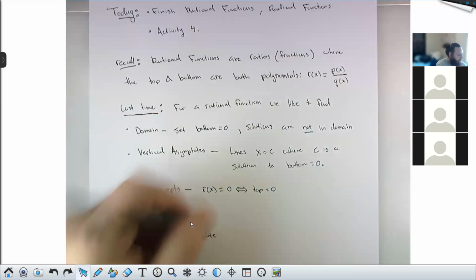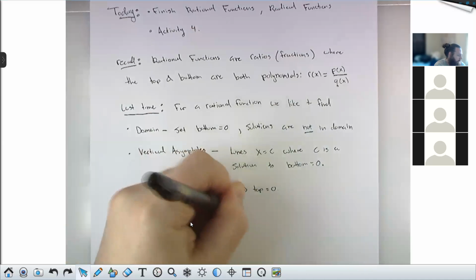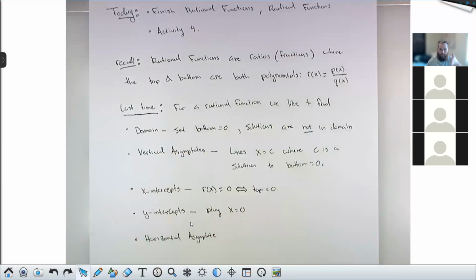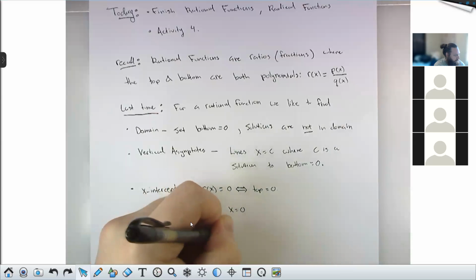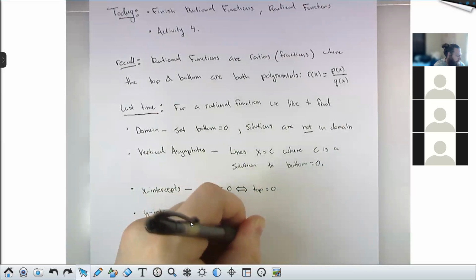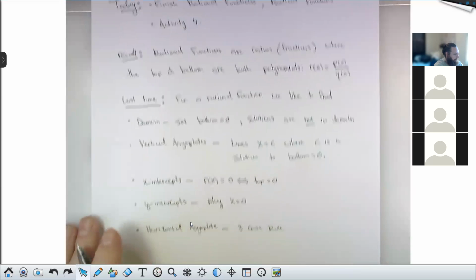Y-intercepts, this is the same for every function in the universe. You just plug in x equals 0, because the y-axis is the set of all points in the plane whose x-coordinate is 0. So if you want to know where my function touches the y-axis, you just need to plug in 0 for x. And then the horizontal asymptote, this is a slightly more complicated animal. We have a 3-case rule, which I'll outline below.